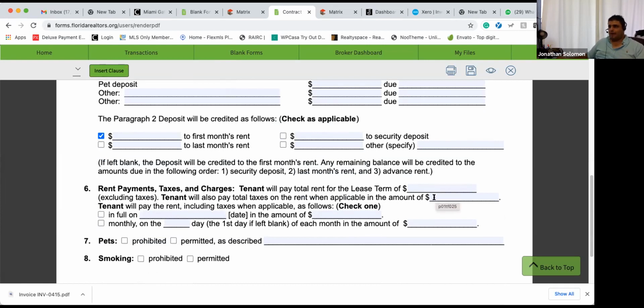What taxes will apply to this? Usually in Florida, rent over 6 months has $0 taxes on it. If it's different, we can put it right here.